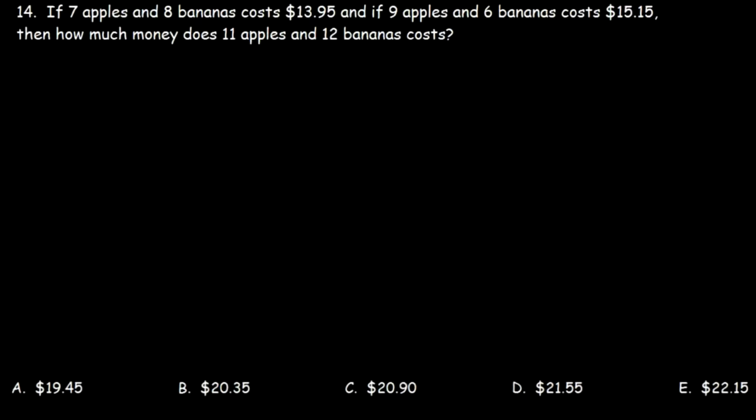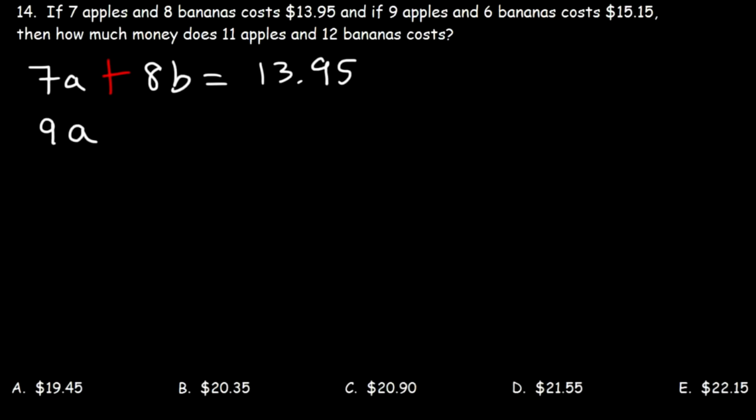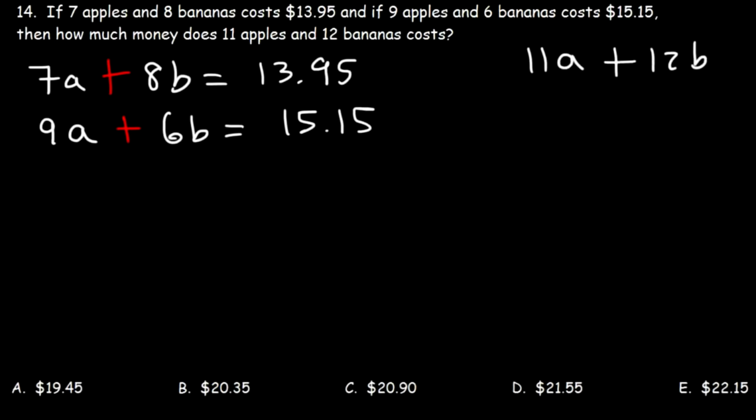So let's write an equation for the first part. 7 apples plus 8 bananas, that's going to be 7a plus 8b, is equal to $13.95. And for the second equation, 9 apples and 6 bananas costs $15.15. Using these two equations, we could find the value of a and b. Once we have it, then we need to find the value of 11a plus 12b. So this is the goal that we have to attain.